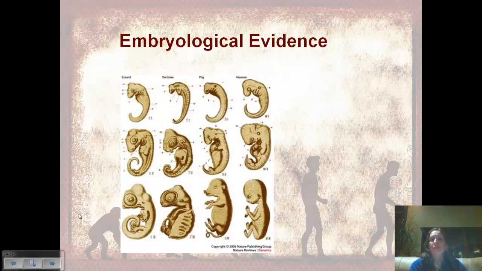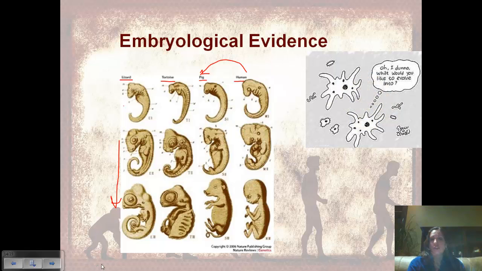Another piece of evidence that we use is embryological evidence, and so we can look at the embryological development of different organisms. This picture is just showing 3 stages in the embryological development, stage 1, 2, 3 here. And this is a lizard, a tortoise, a pig, and a human. We can look at the embryological development of these different organisms, and organisms that are more closely related resemble each other more closely in their embryological development. So if you were to compare a human to a pig, they look much more similar than if you compare the human to the lizard. And that just indicates that we probably have a common ancestor in more recent time with the pig than we do with the lizard.